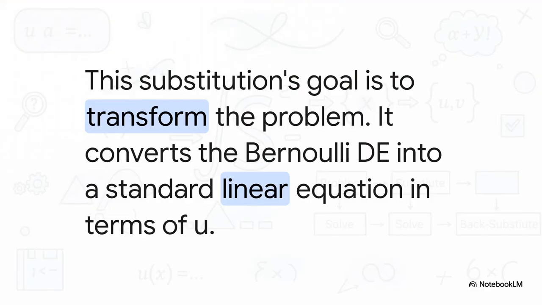So why do we do this? What's the point? It's all about transformation. We're not trying to solve for y directly. Instead, we use this substitution to translate the problem. We turn the complicated, nonlinear Bernoulli equation into a nice, standard, linear equation in terms of u and x. And that's a type of problem we already know how to beat.